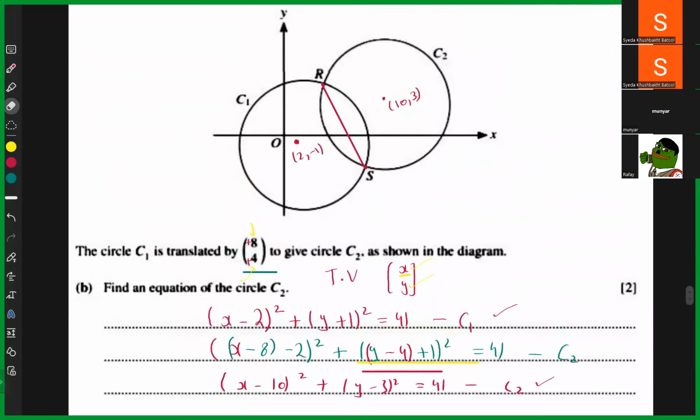And then we have another method. I'm just waiting for Rafe. Let him complete and then we'll see if his method is the same as yours or if he has a different method.